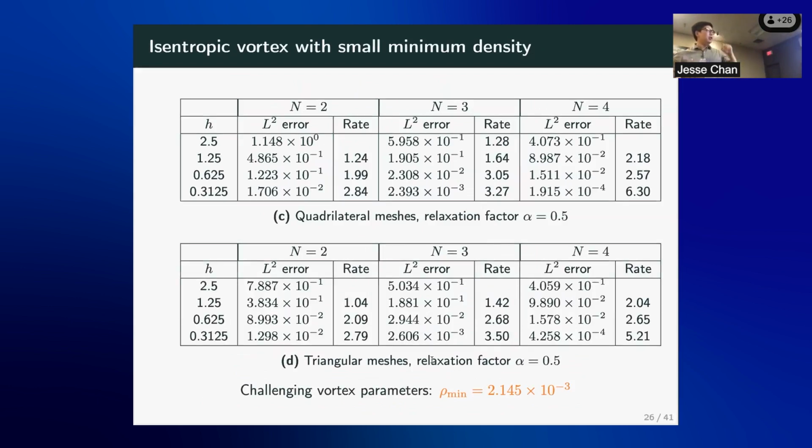We can try this in 2D with an isentropic vortex with density 10 to the negative 3. This actually generates positivity violations for a standard entropy stable scheme, and things seem to work okay. We get about order h to the n plus 1 for degree 2. We don't quite get it for degree 3, and we get something a little bit weird for degree 4, but we're not reducing the accuracy down to first or second order. And then we get similar behavior for triangular meshes as we do for quadrilateral meshes as well. So this is mostly verification to make sure we're not ruining things when we introduce this positivity limiting.